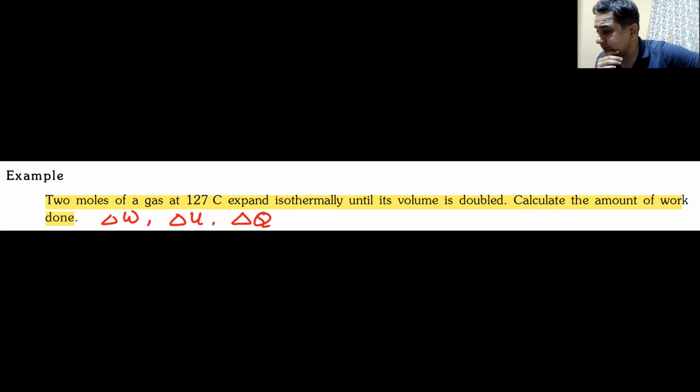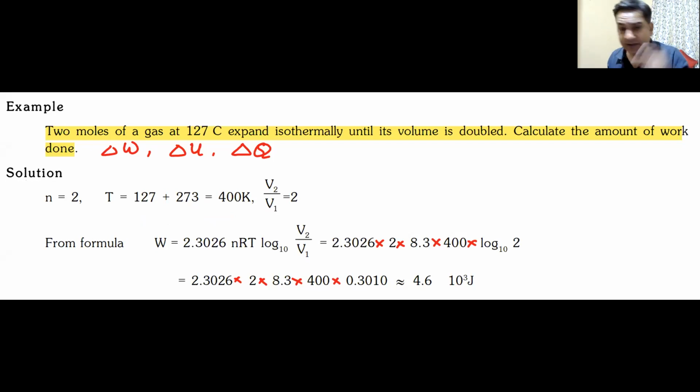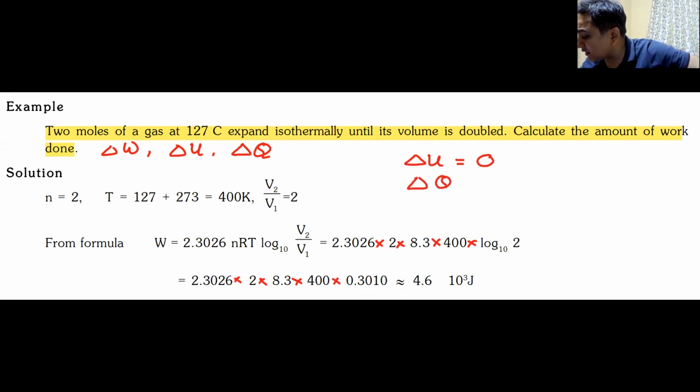Have you done this, anyone? Yes. Let us solve the question now. This is done at isothermal. I mean, the process is isothermal. So the first thing I know, the change in internal energy has to be zero. Do we understand this? We also know that change in internal energy is zero and delta Q will be equal to delta W. Yes or no?